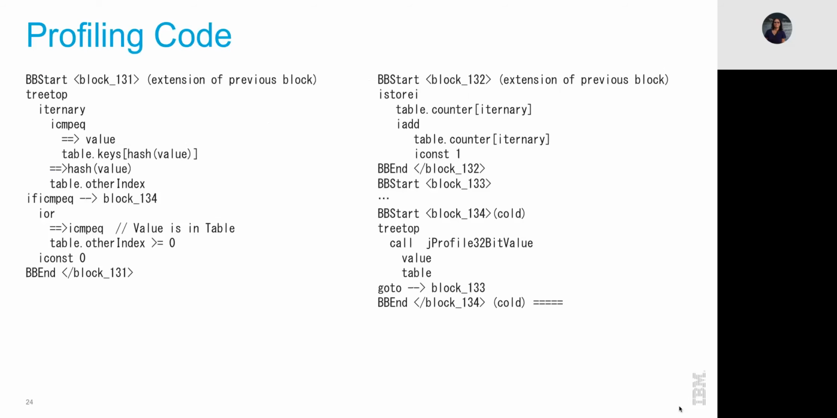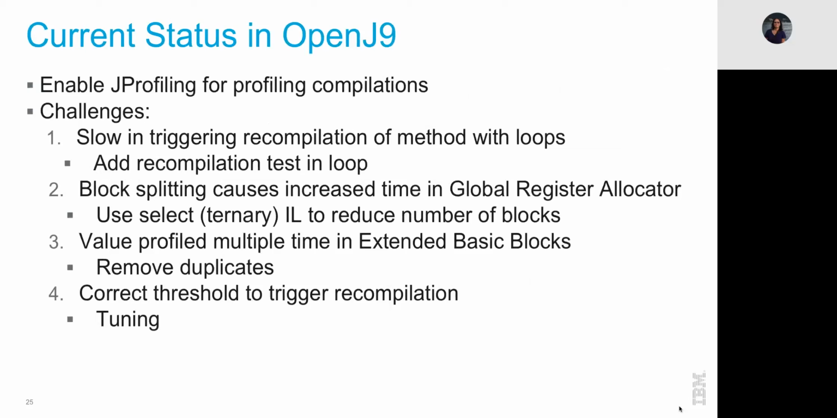So, the current status of JProfiling in OpenJ9. Right now we are enabling JProfiling for profiling compilation, effectively trying to replace the JProfiler right now. And while doing that, we had some challenges that we tried to address, like it was very slow in triggering recompilation in methods with loops. Initially, it was just using a method invocation count to trigger recompilation of a method. So if you have a method that spends so much time in a loop, you'd be stuck executing the profiling method before tripping recompilation.